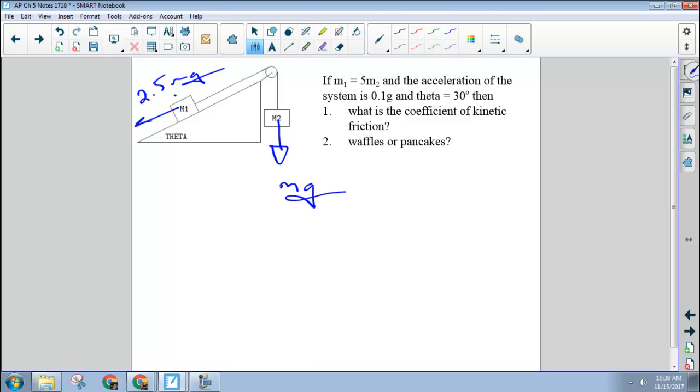You can't just point down, you guys. Left or right? Left. Yes, because without friction, this one is so much more massive that even though it's on an inclined plane, there's still enough force to pull it this way, right? Yes. Correct.